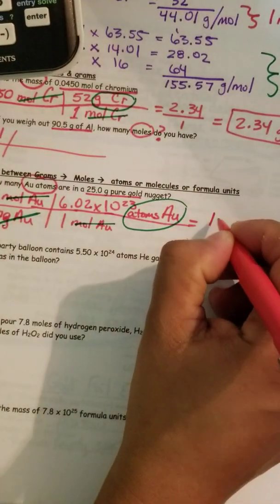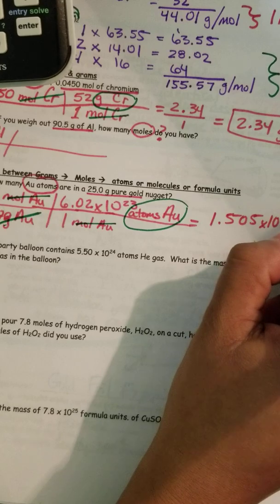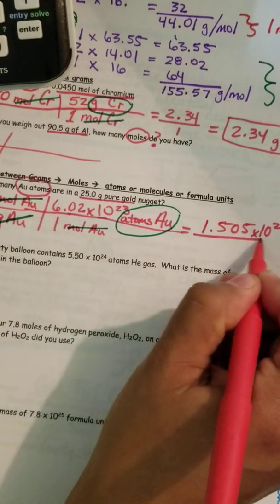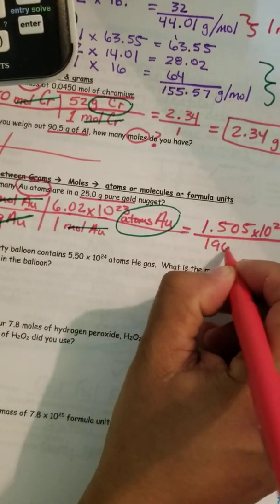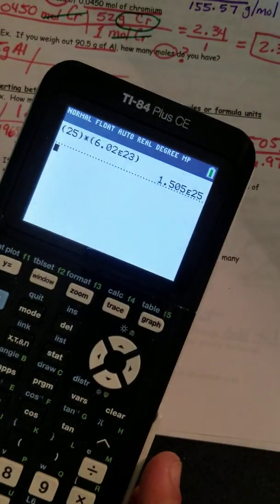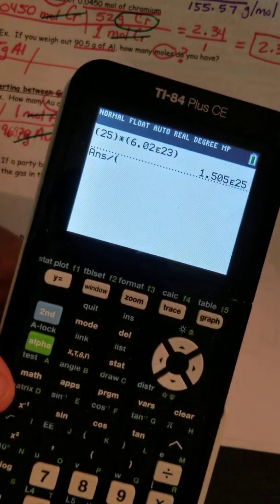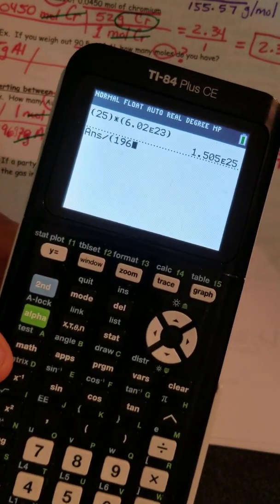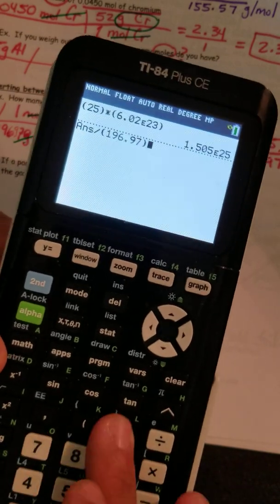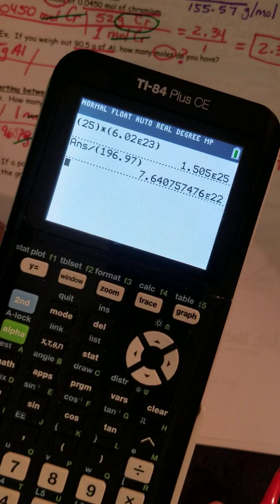Okay, so 1.505 times 10 to the 25th power. The bottom number is 196.97. I need to divide those numbers, so I'm going to get this number, and I'm going to divide by parentheses 196.97, close parentheses. I get an answer of 7.64 times 10 to the 22nd.